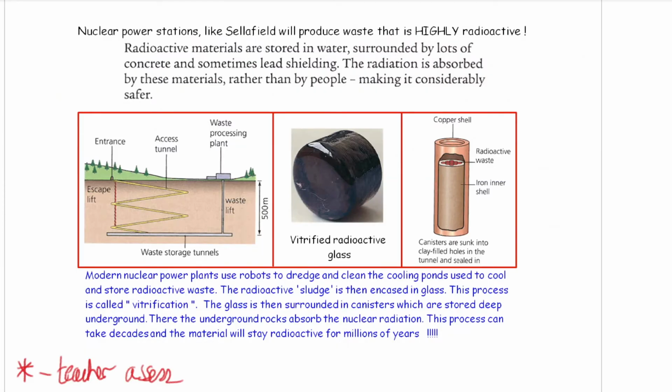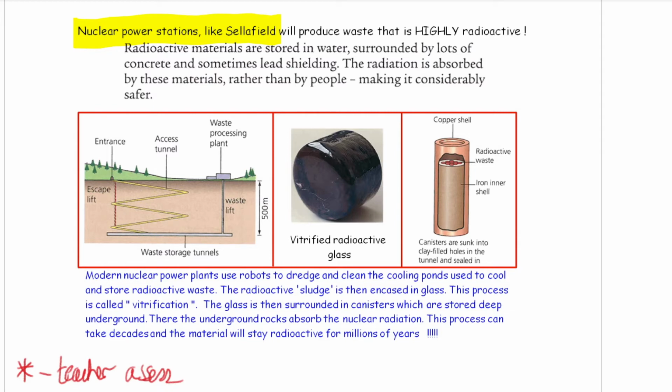Nuclear power stations like Sellafield. First of all, what's the job of a nuclear power station? Well, you learned about this in Year 10 when we studied the topic of generating electricity. That's what they do, they produce electricity. Sellafield is in England. The largest nuclear power station in Wales, which has now been decommissioned, that means it no longer produces electricity, is in northwest Wales, Trawsfynydd.